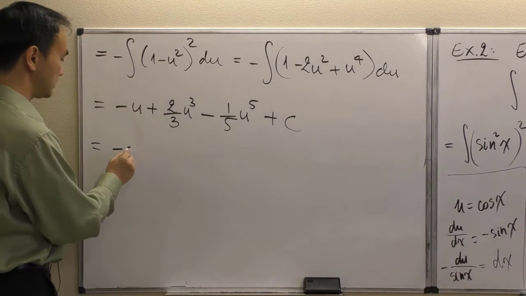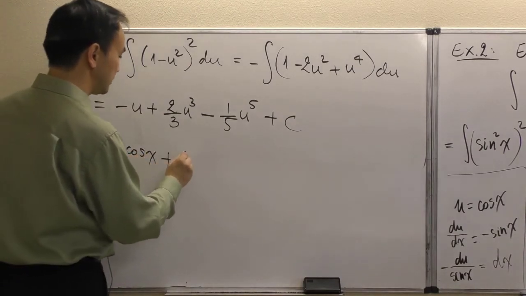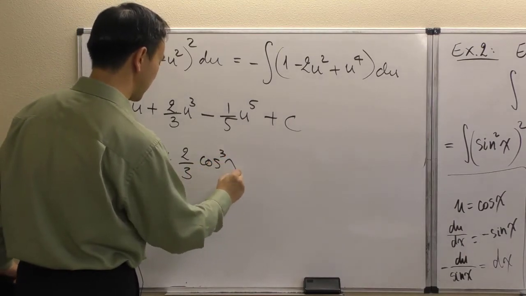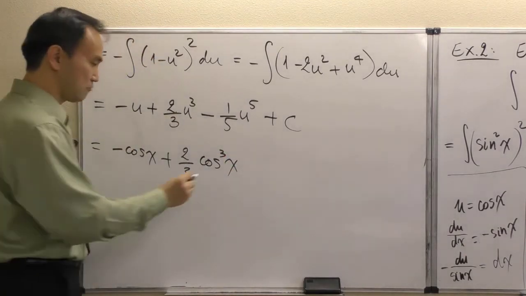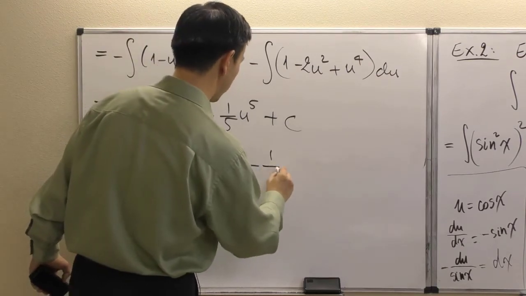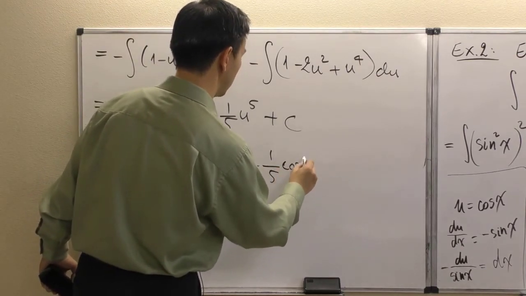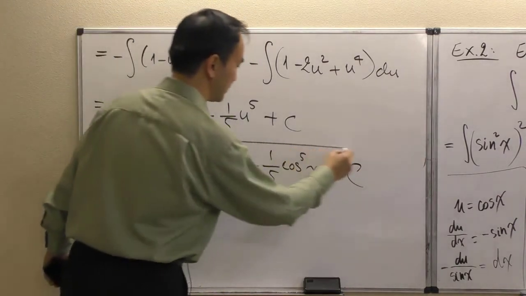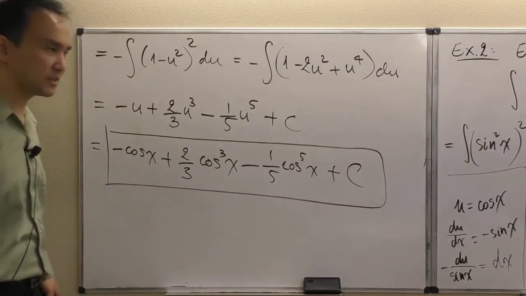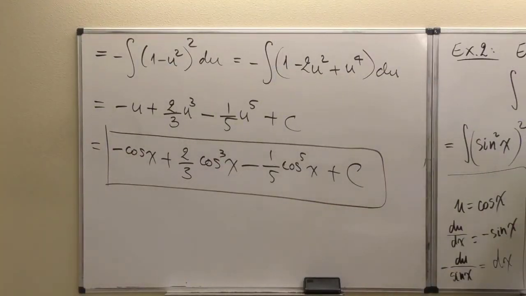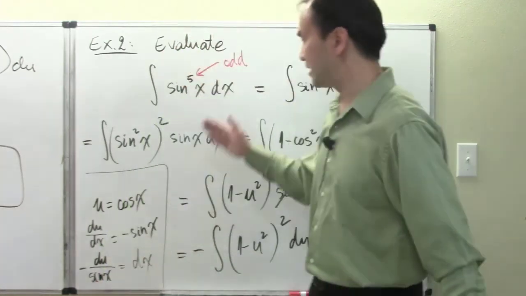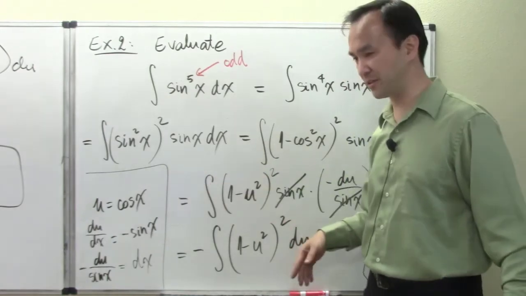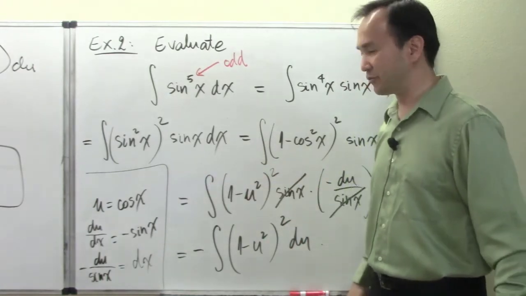It's minus cosine of x plus 2/3 cosine cube of x, because that's what u cube is, minus 1/5 cosine to the 5th of x plus c. Okay, and yes, ladies and gentlemen, this is another final answer for our beginning integral, and it's a solution in a completely different direction from using the reduction formula.